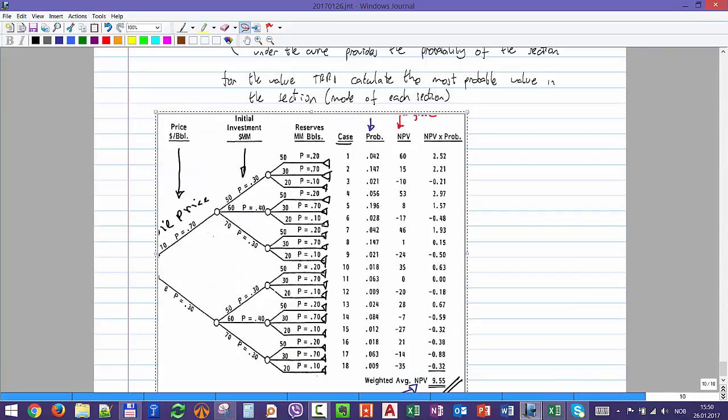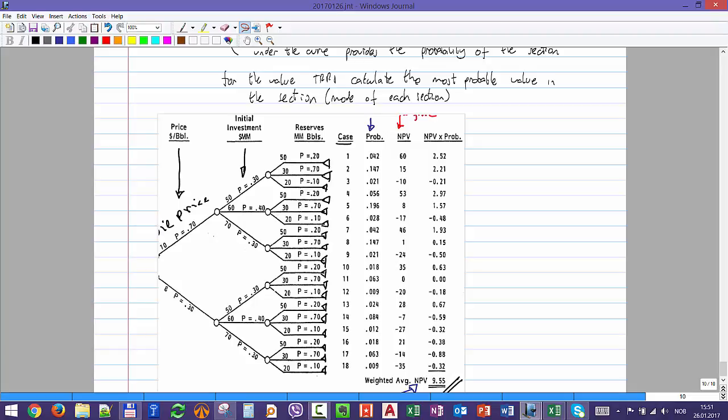Okay, so for example, you have the oil price. It can be $10. This is from a very old document. $10 and $8, and $10 has 70% probability, and $8 has 30%. And then for each one of them, how much is going to be my initial investment, and each one of them has how much are going to be my reserves.